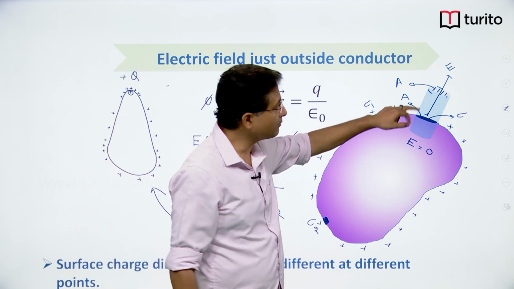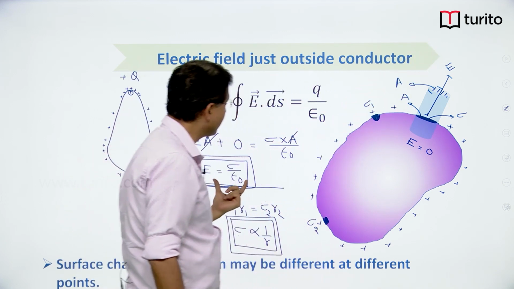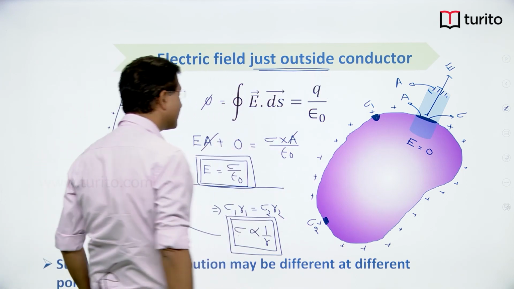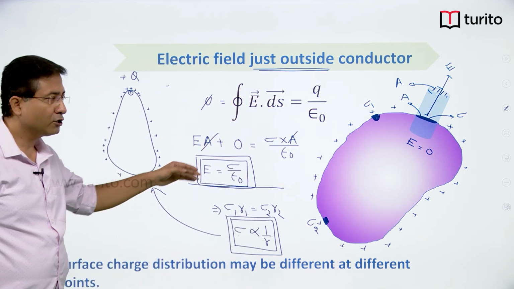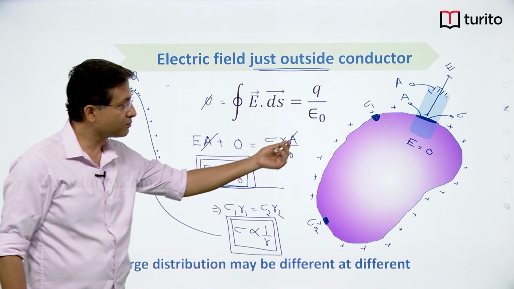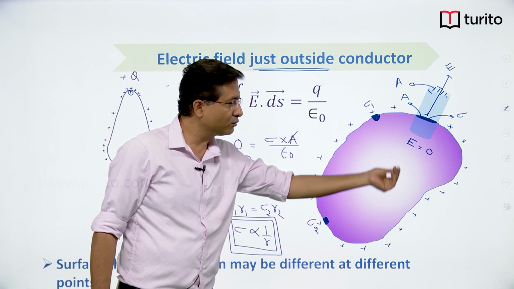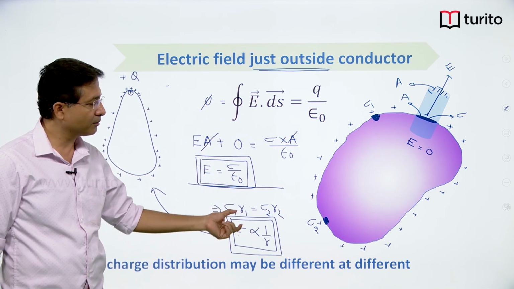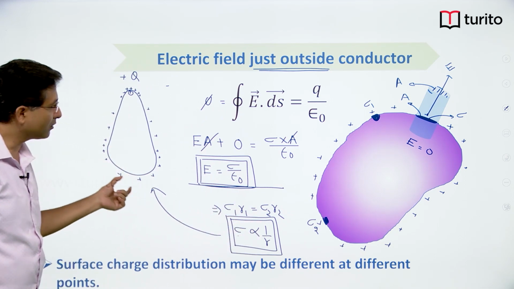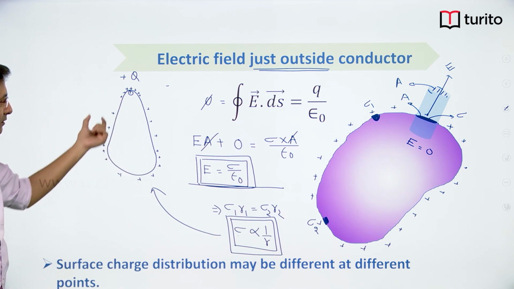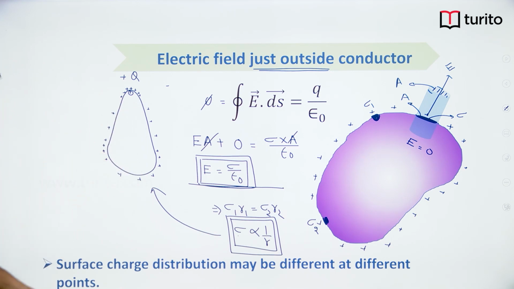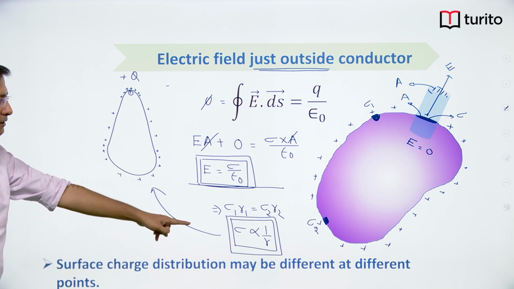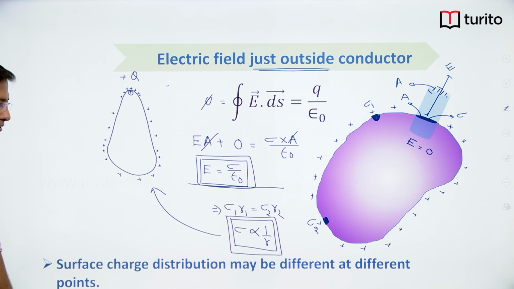If you go to some distance, you cannot apply this formula, because this formula is meant only for just outside. And equating potential for this small part and this small part, or any two combination, we were getting sigma inversely proportional to r. So accordingly there will be charge distribution this way. I hope this point is clear. The surface charge distribution may be different at different points, you can see.